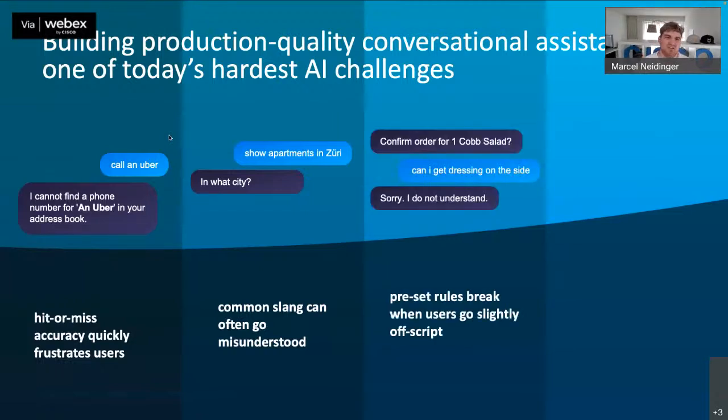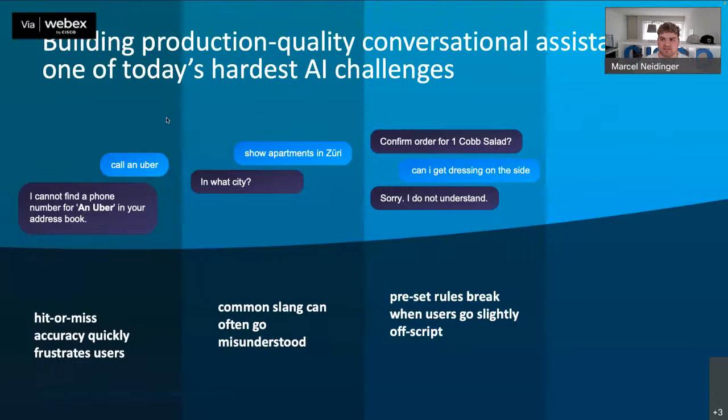Then you have these dialogues, right? Let's say you have an ordering dialogue, and the computer, the chat assistant, asks you, hey, confirm your order for 1 Cobb salad. And you think, hey, I want dressing with that. If you were chatting with a human, there would be no problem in saying, hey, can I get dressing on the side? And the human would come back with, yeah, sure, of course you can.